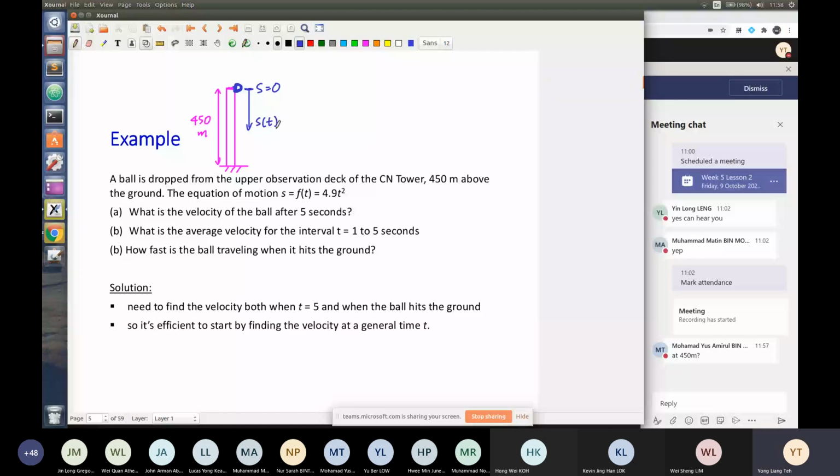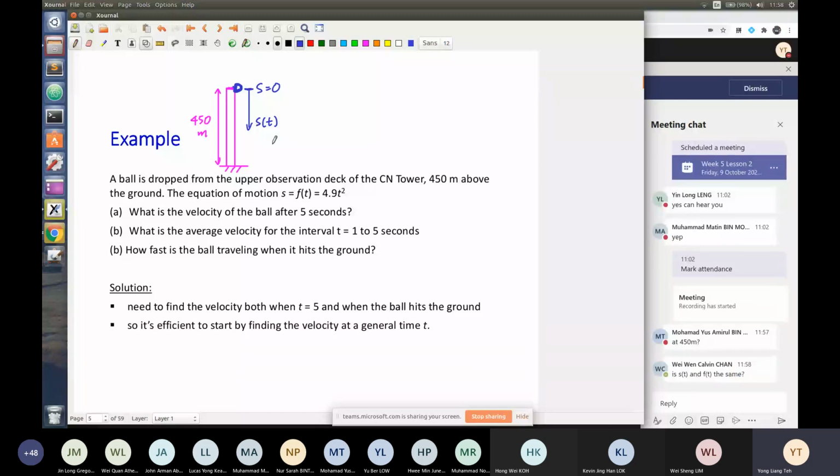Why do I say that? Because if you look at this function, it's 4.9 t squared. As t progresses from 0 onwards, this displacement function is always increasing. So this must be the origin, not the ground. S equals 0 here, and S of t is pointing downwards, and pointing downwards is positive displacement. Is that all right? S of t and F of t are the same, just like I use S of t directly. Sometimes you write y equals F of t.